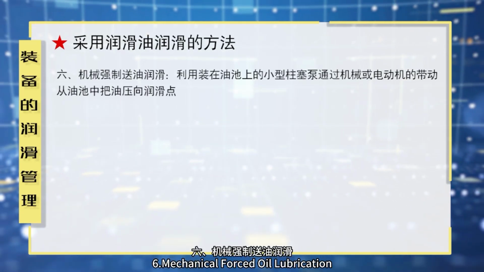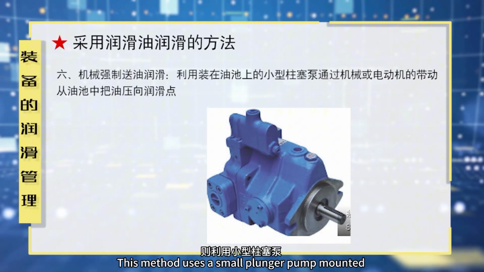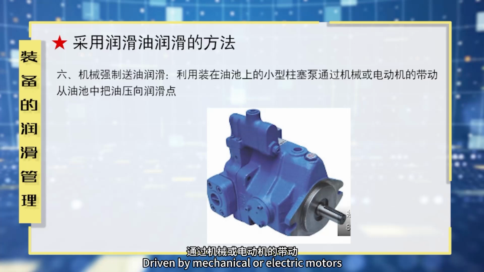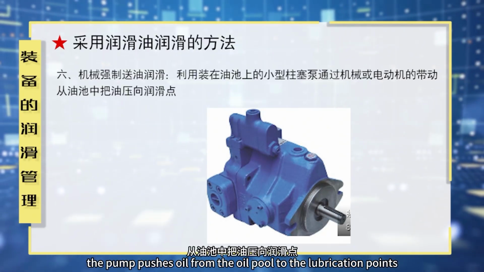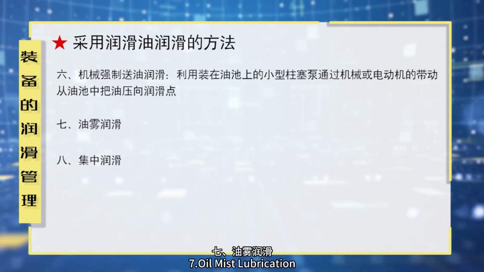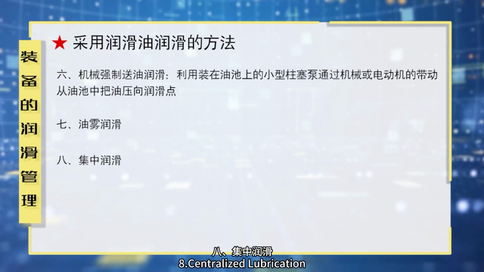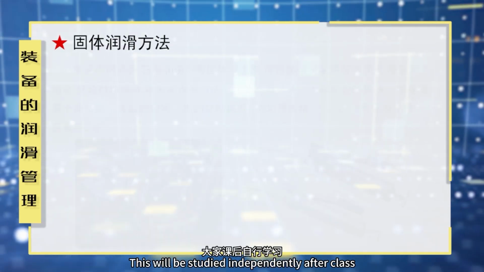Sixth, mechanical forced oil lubrication. This method uses a small plunger pump mounted on the oil reservoir. Driven by mechanical or electric motors, the pump pushes oil from the oil pool to the lubrication points. Seventh, oil mist lubrication. Eighth, centralized lubrication. This will be studied independently after class.